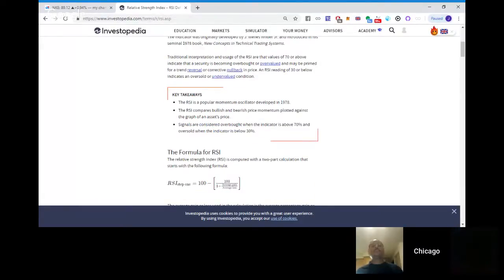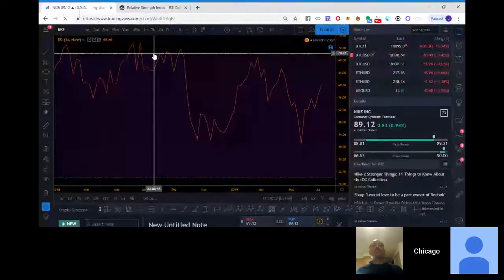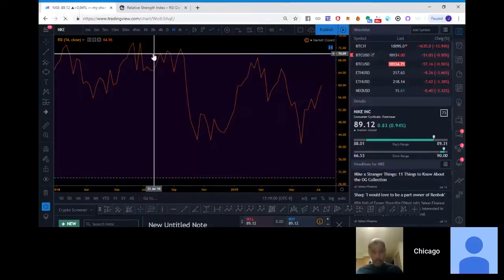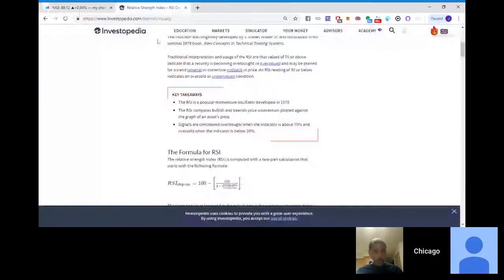Traditionally, interpretation and usage of the RSI are that values of 70 or above, right? Meaning right here, the 70. Anything above that indicates that a security is becoming overbought or overvalued, meaning it's valued at more than what it's worth. So, we shouldn't be buying it. And it may be primed for a trend reversal or a corrective pullback in price.